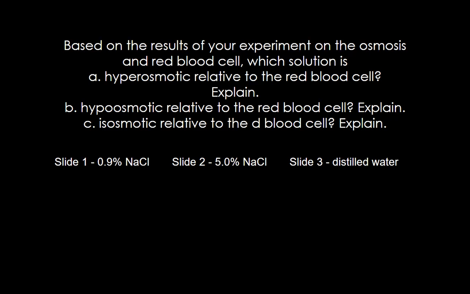And then finally, which one is isosmotic relative to the red blood cells? This would be your 0.9% NaCl. This has the same concentration of salt and would thus allow your red blood cells to remain normal and healthy. Okay. So we now move on to your recitation answers.